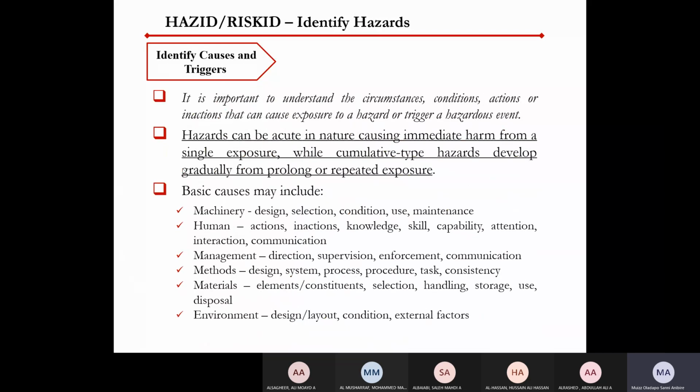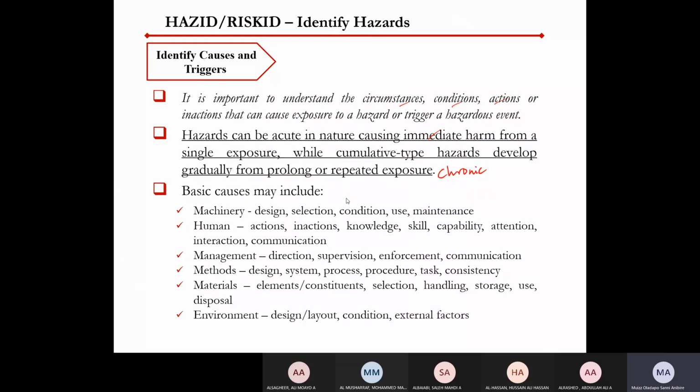Next, you identify the causes and triggers of those hazards. It's very important to understand under what circumstances, conditions, or actions or inactions the exposure to the hazard will be caused. Now, hazards can be acute in nature. Acute means it occurs immediately. The effects are felt immediately, immediate harm from a single exposure. We could have cumulative hazards, which develop from prolonged or repeated exposure, and we call this one chronic.